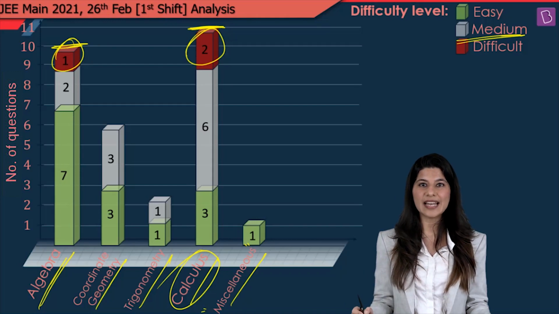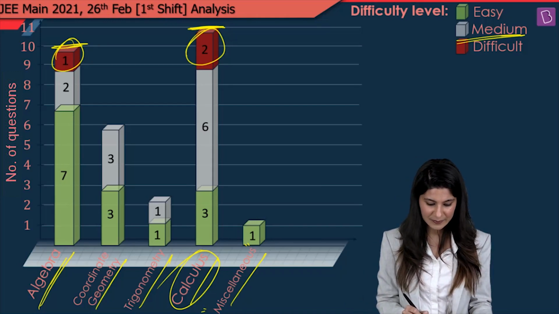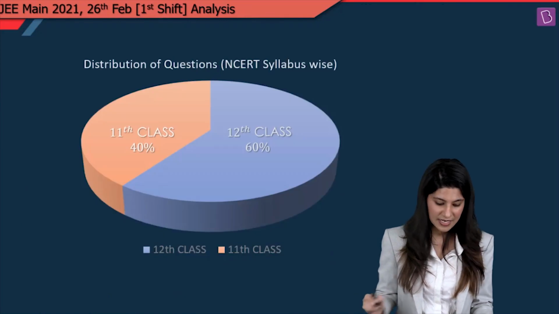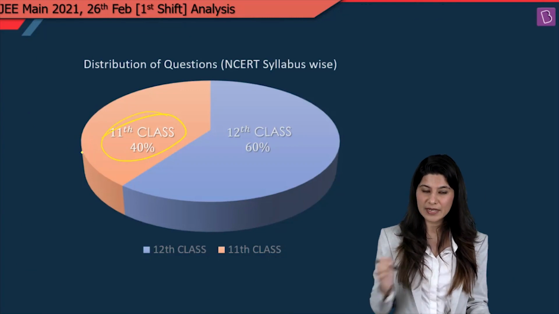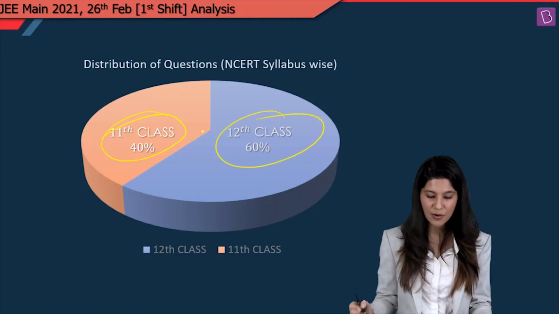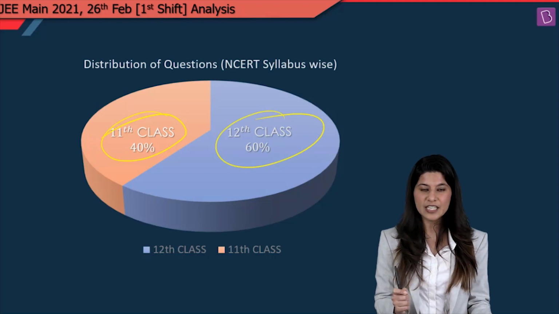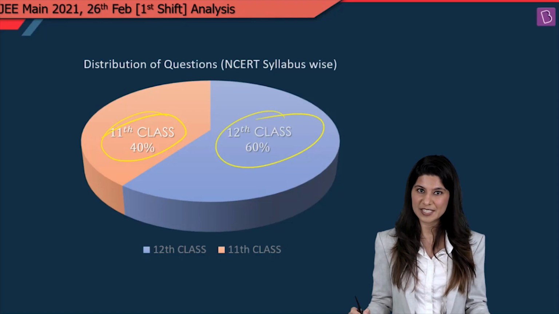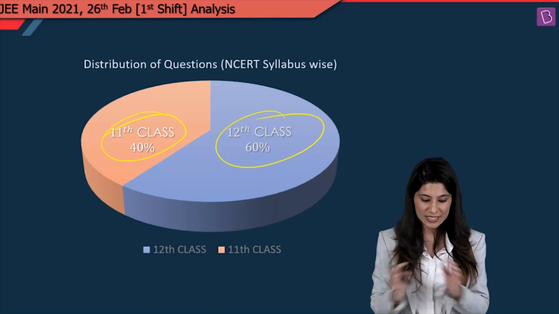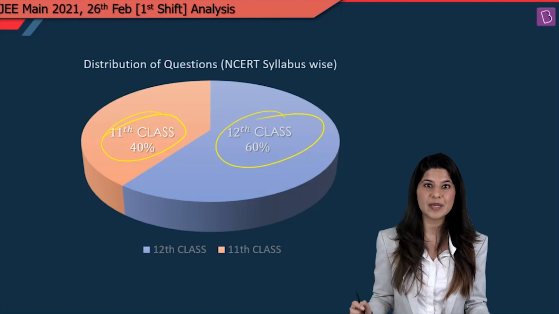Let's move on and talk about the 11th and 12th class distribution. In the paper, 40% of questions were from class 11 and 60% were from class 12. It is advisable to prepare class 11th and 12th equally at the time of preparation. Alright, so this was a detailed paper analysis. Let's quickly dive into the actual paper discussion.